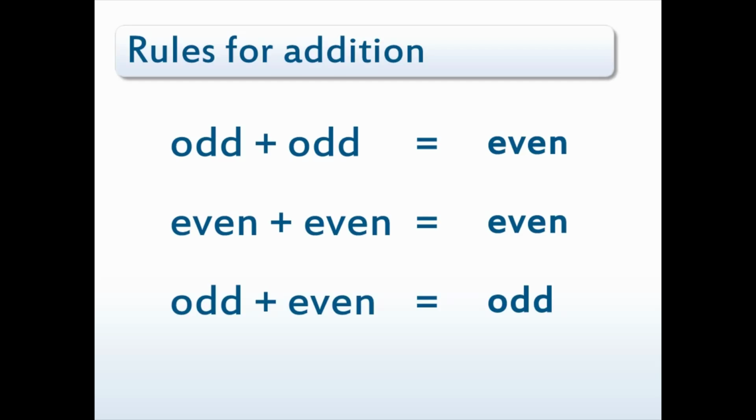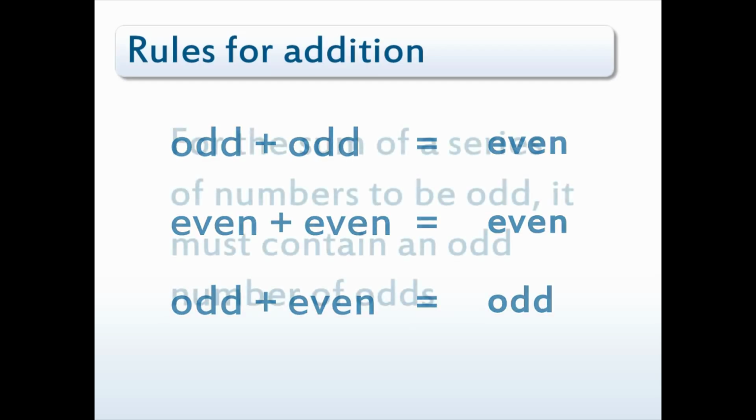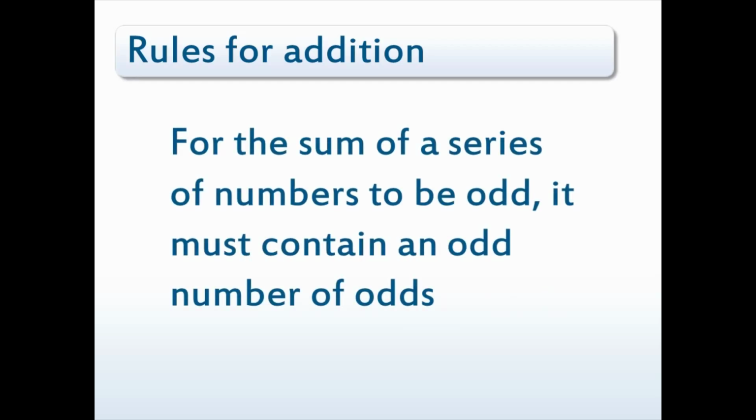Notice that only one of these combinations, the last one, gives an odd number. Notice also that this combination has one odd number, which is an odd number of odds. This is important because it represents a more general rule. For the sum of any series of numbers to be odd, it must contain an odd number of odds.